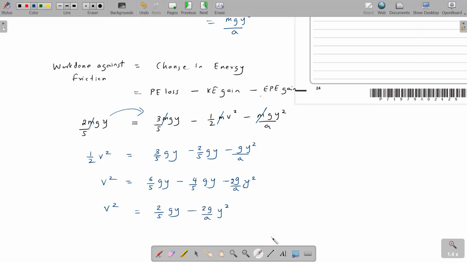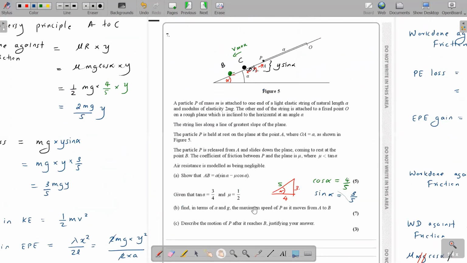So do you see I have a function for the velocity in terms of y? y is the displacement, the distance you travel starting from the point A. Right? So what I want here is the value of y such that what happens?